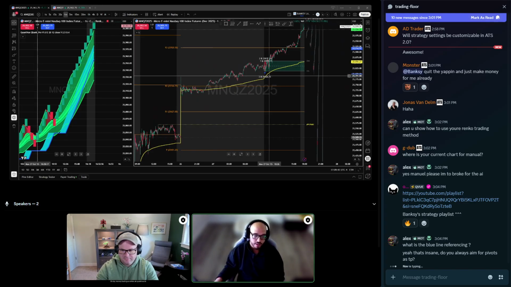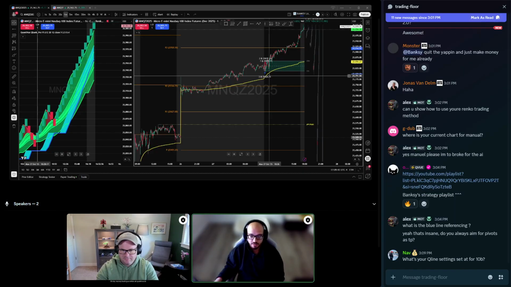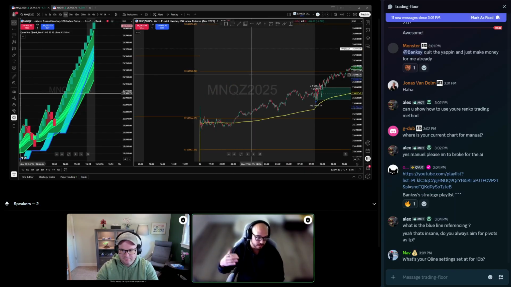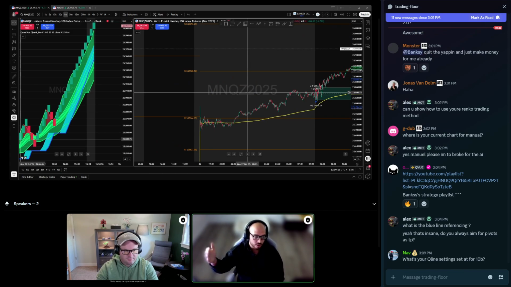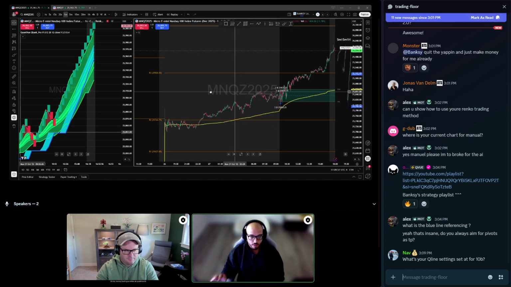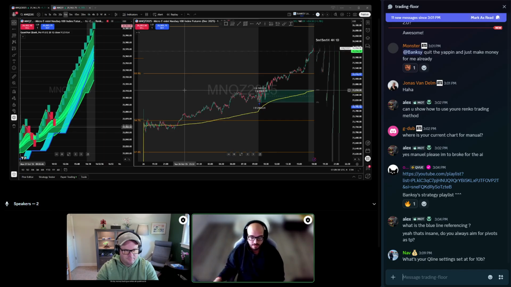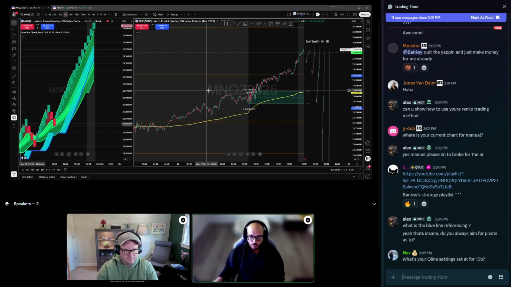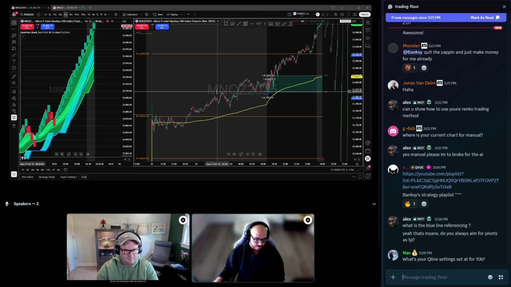Because pivots are one of the very few things that are more than a 50-50 chance on their own for statistically working. Everything else is about 50-50. If you get a higher win rate or higher probability when you add confluence to it, pivot points are one of the very less than a handful of things that by itself works more than a coin flip chance.